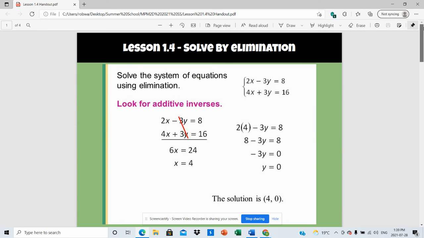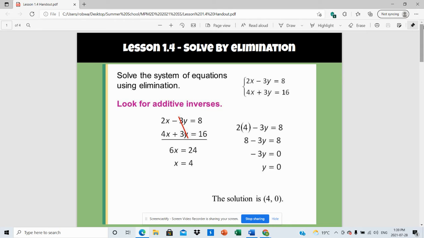Welcome to lesson 1.4, solving systems of linear equations using the elimination method. So the goal here using the elimination method is we're going to add or subtract our two equations together to eliminate one of the variables. And then once we've done that, we'll be able to solve for the one remaining variable. And then once we have that solution, we'll put it into one of our original equations to solve for the other variable. So we'll use this as our first example.